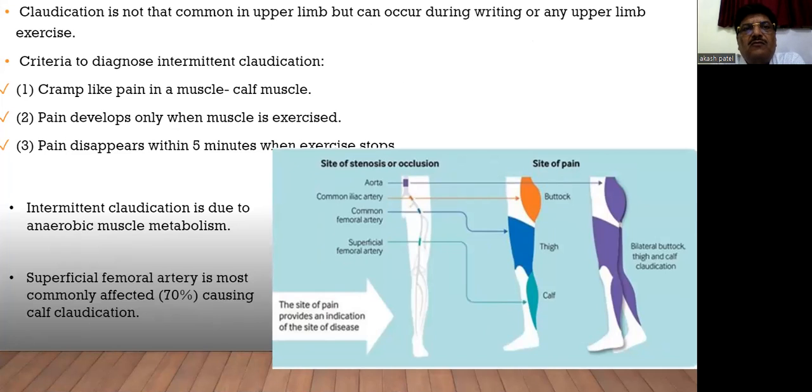Now, because the bulk of the muscles in the upper limb is not much, that's why claudication is not that common, but it can occur during writing or any upper limb exercise.